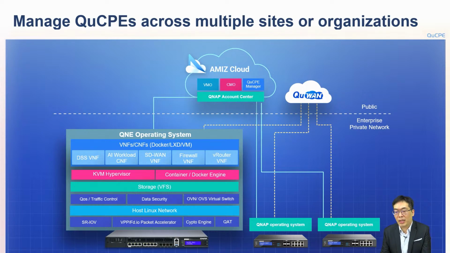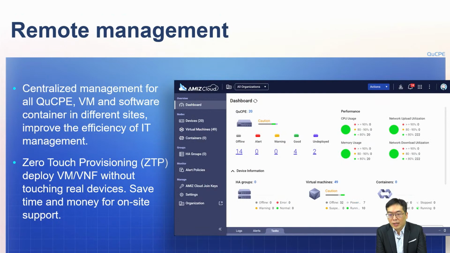It really depends on what you need and what you want for your IT infrastructure on this Armis Cloud. This is the dashboard to show you the Armis Cloud that we have here. It helps you understand all the device information: how many devices are online right now, how many are offline, and what the CPU utilization and network utilization are for each device. And of course, zero-touch provisioning for the VM and the VNF will be one of the key points of this solution.